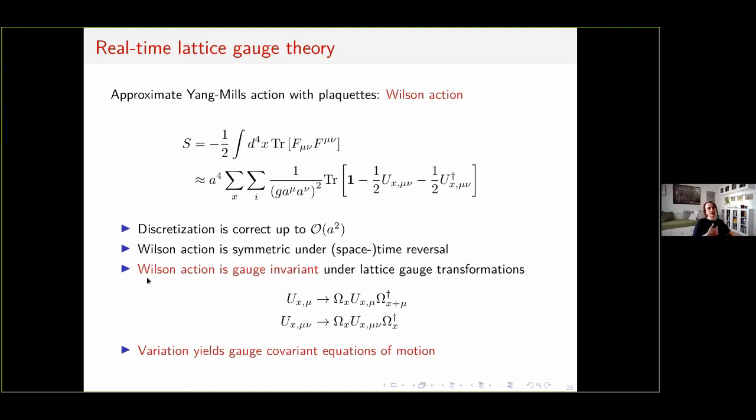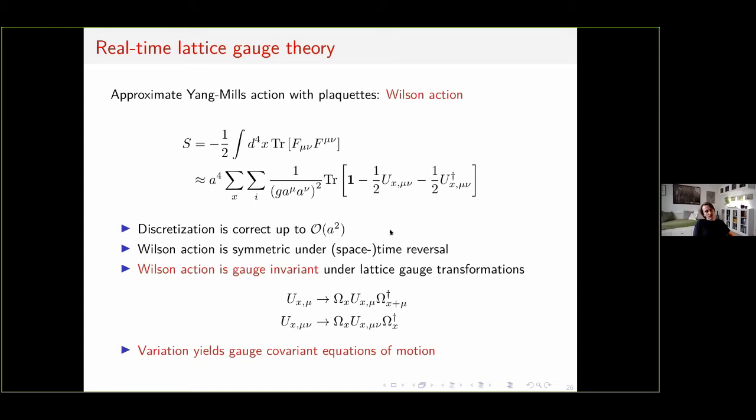So that means if you restrict your gauge transformation to be just defined on the lattice, then you can perform gauge transformations like this. And you will see that the whole action is actually invariant under these transformations. So you're able to really keep the most important symmetry of the theory, even though you're working on a lattice, even though you were doing computer simulations. Okay, so this is basically how it's done for lattice gauge theory.